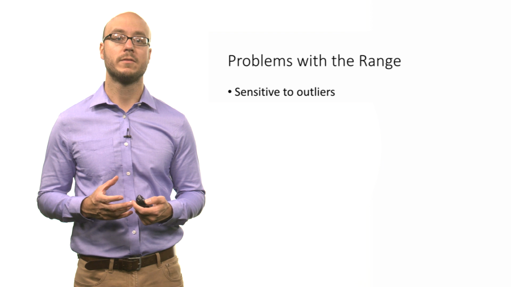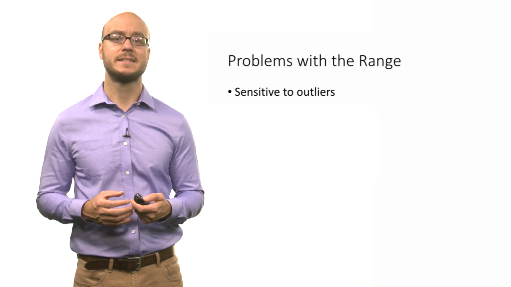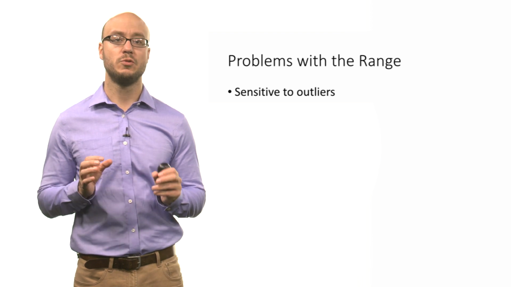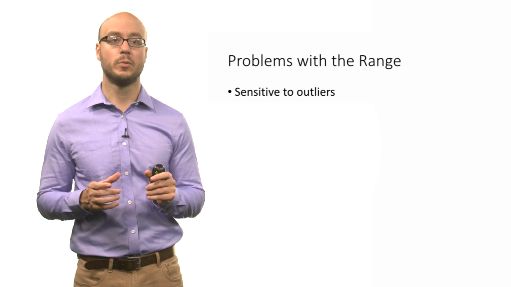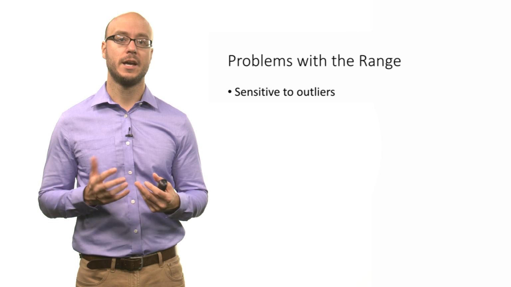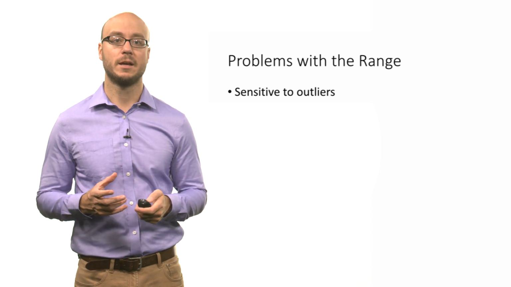And that's one limitation. Another problem with the range is that it is in fact sensitive to outliers. Because the range is really based on the information from just the two endpoints, altering one of those two endpoints can really change the measure of variability in a way that might be misleading if it's based on only a few outlying points.